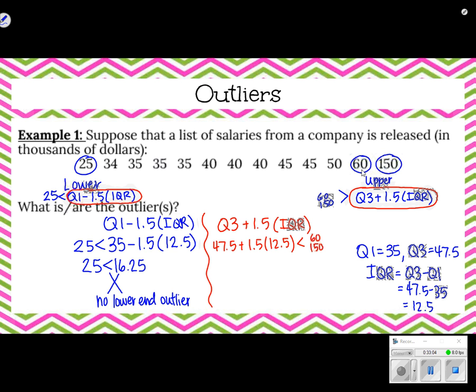Okay, let's look at, I'm going to type in my calculator, 47.5 plus 1.5 times 12.5. I get 66.25. Okay, so 66.25 is not less than 60, but 66.25 is less than 150. So 150 is an outlier. Now some of you may be like, hey, I knew that. I figured that out. But guess what? I proved it to be true. And so I have evidence, algebraic evidence, that 150 is an outlier.